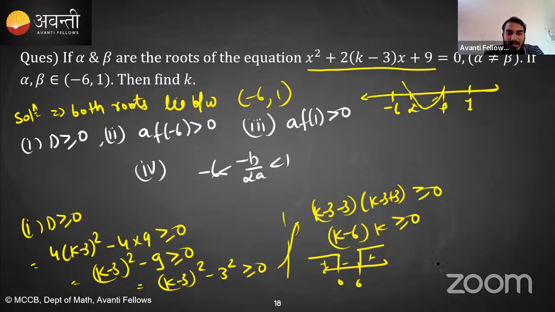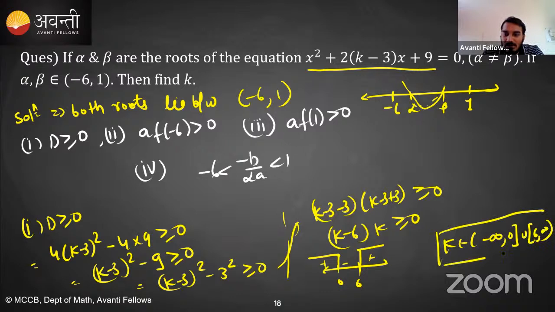Right? What is your k? K belonging to minus infinity to 0 union 6 to infinity. So this is one answer. Answer 1. So when we did D greater than or equal to 0, we got that k should be minus infinity to 0 union 6 to infinity.